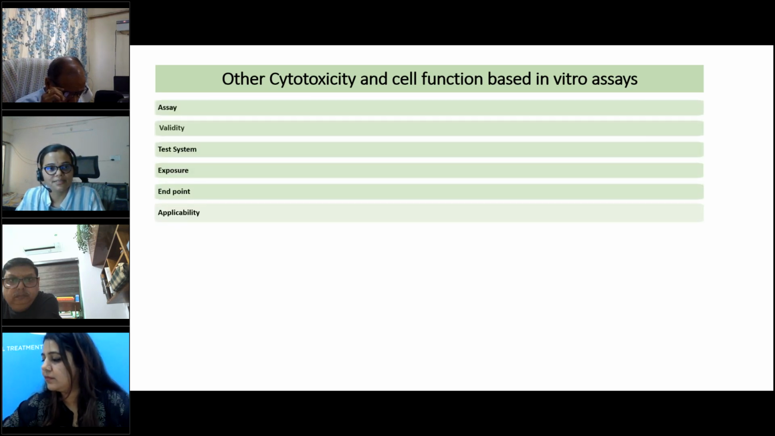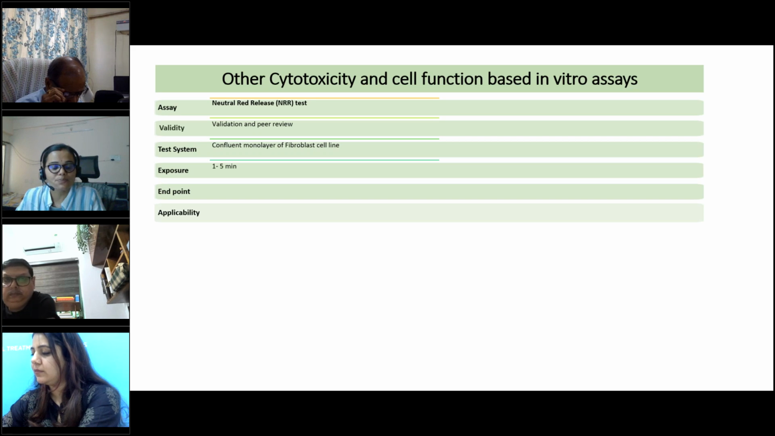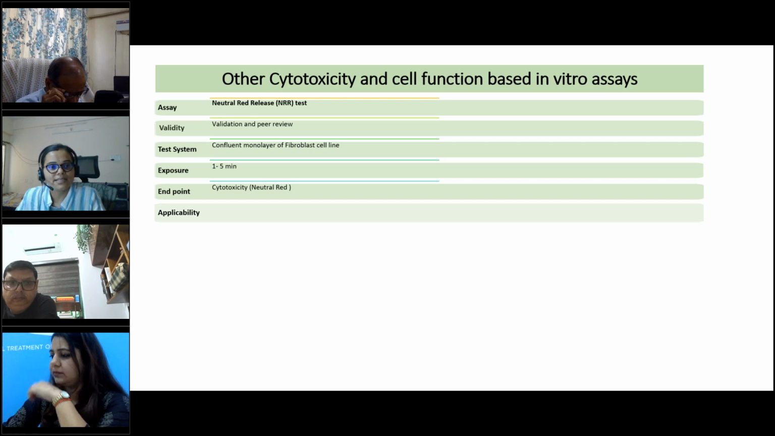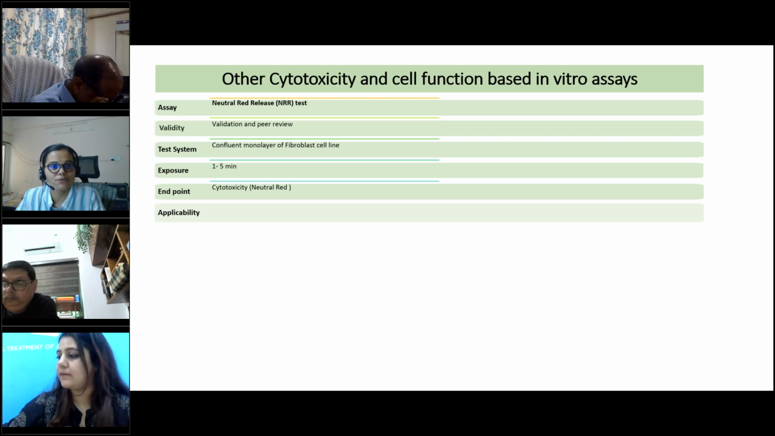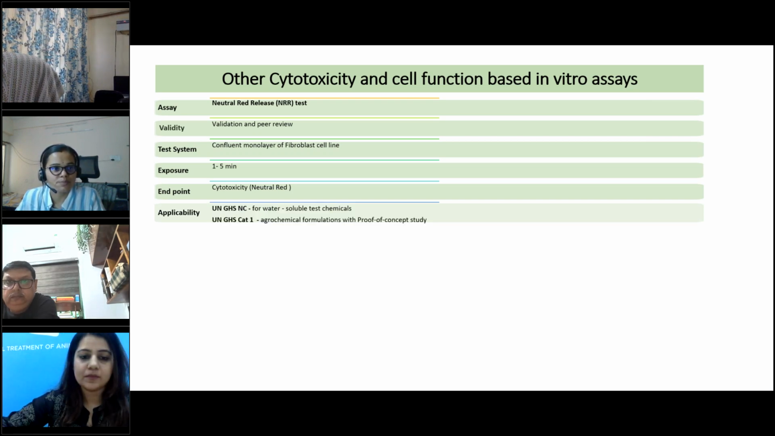Coming to the neutral red release test, it is validated and peer reviewed. And the test system includes a confluent monolayer of fibroblast cell line. Exposure would be for 1 to 5 minutes with different concentrations of the test chemical. Endpoint is again cytotoxicity measurement based on neutral red release from the cells. Application would be the classification possibility to non-category for water-soluble test chemicals, UNGHS category 1 for agrochemical formulations with proof of concept study. That means it is an additional study required for classification.